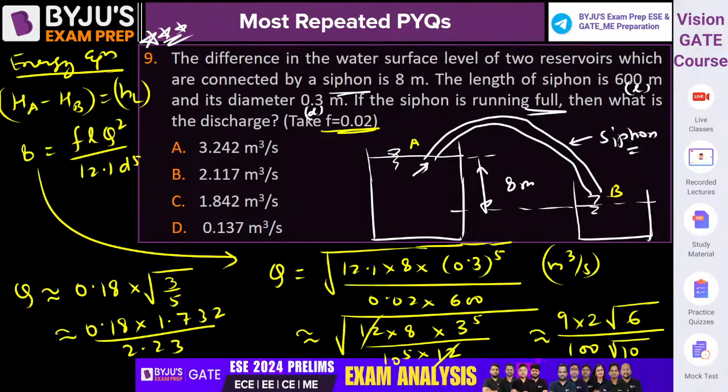How much is the answer? How much is it, are you getting 1.139? How did you do the calculations, Riyaz? It is somewhere around 0.137. It will not be 1 point something, it will not be 2 point something, it will not be 3 point something. It will be 0 point something. Isn't it? 0 point something.